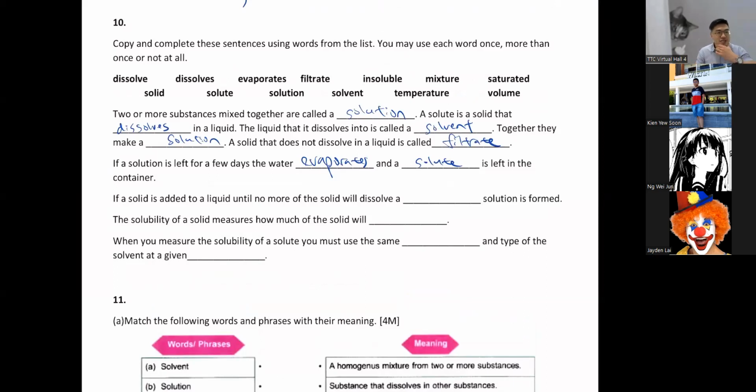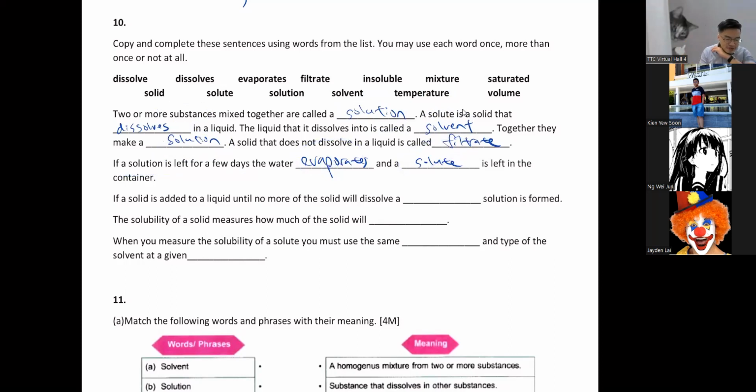Let's continue our question 10. As I said last week, when you mix two things together, solute and solvent, it's called a solution. The solute is the salt, and the solvent is the water. When you put them together, you get a solution. If the solution is left for a few days, the water evaporates and the solid is left. Now the salt is left behind.